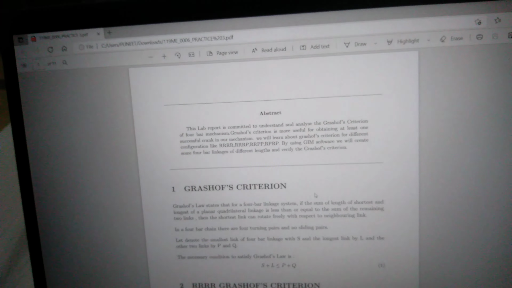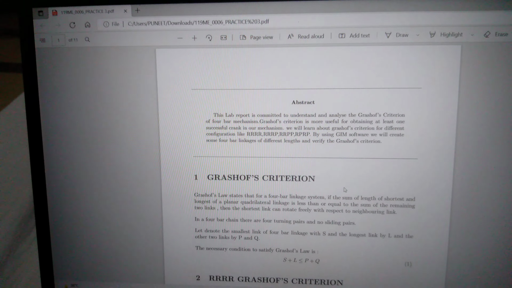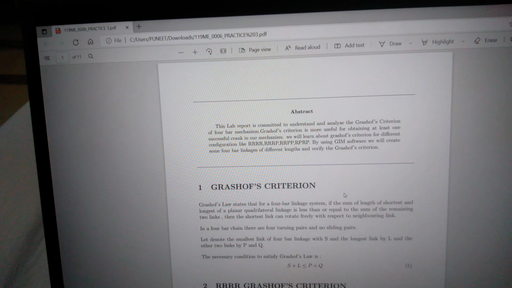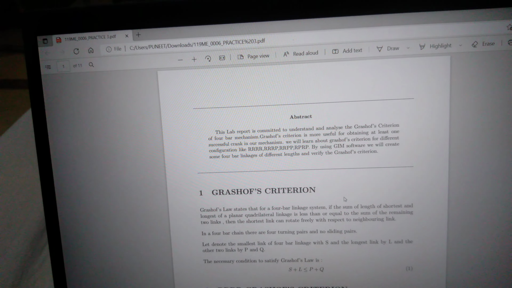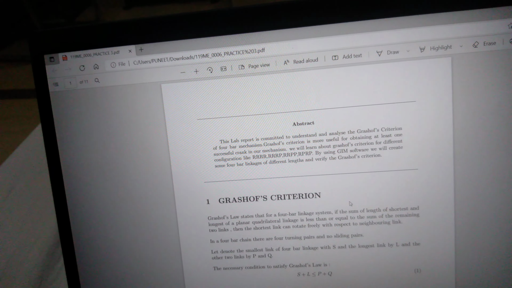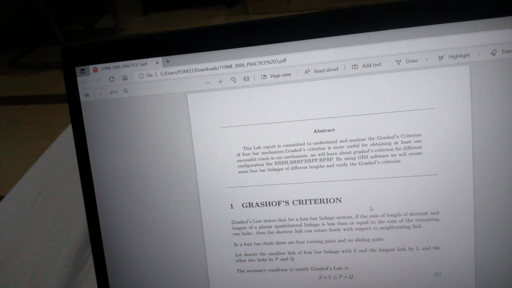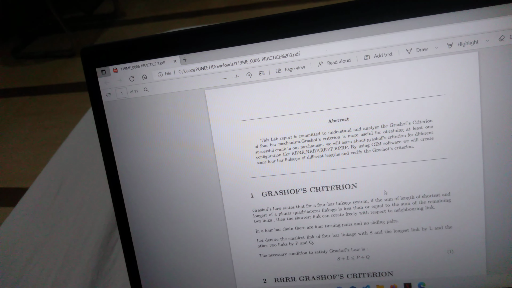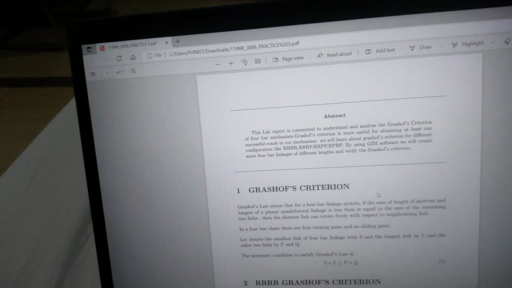So let me give a summary. In this whole report, we are trying to verify the Grashof criterion. What is the Grashof criterion? It's very simple. For a 4-bar mechanism, the Grashof criterion is useful for verifying whether we have at least one successful crank, which means that at least one of our bars has a rotational aspect to it. So this is what we tried to do here with the Grashof criterion, sir.